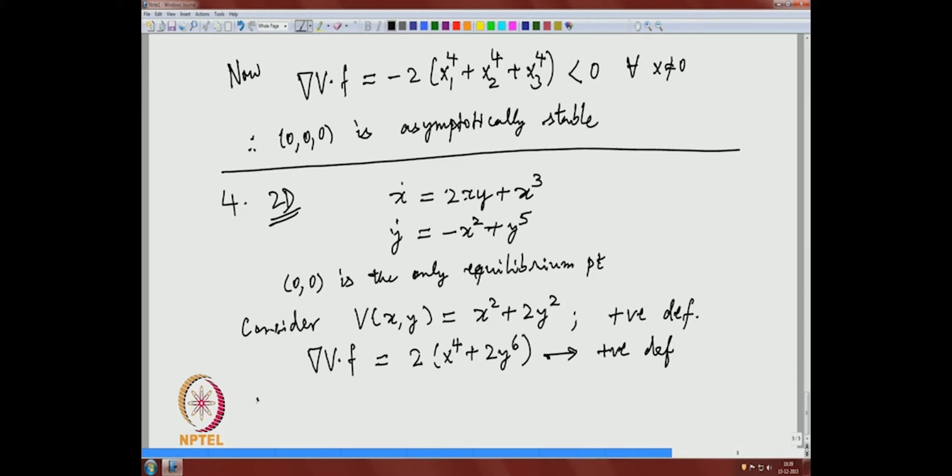And therefore, by the Lyapunov instability theorem, (0, 0) is unstable. Okay. So, we also have some instability examples.